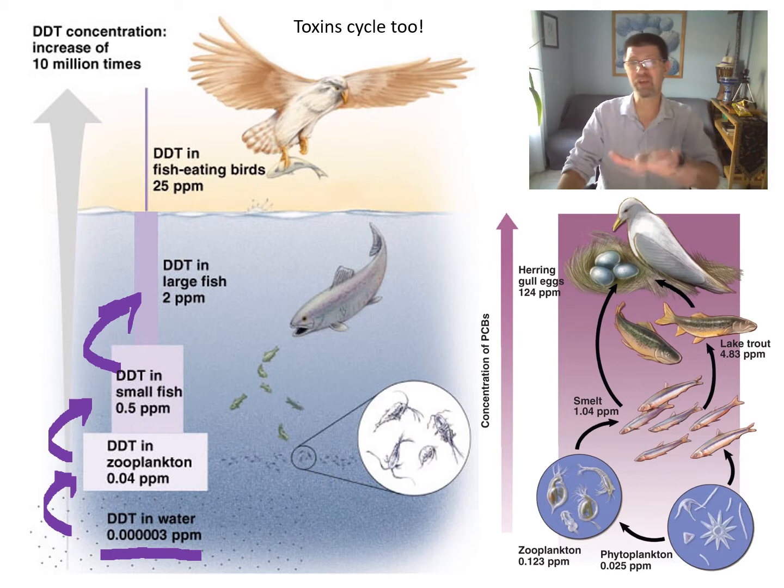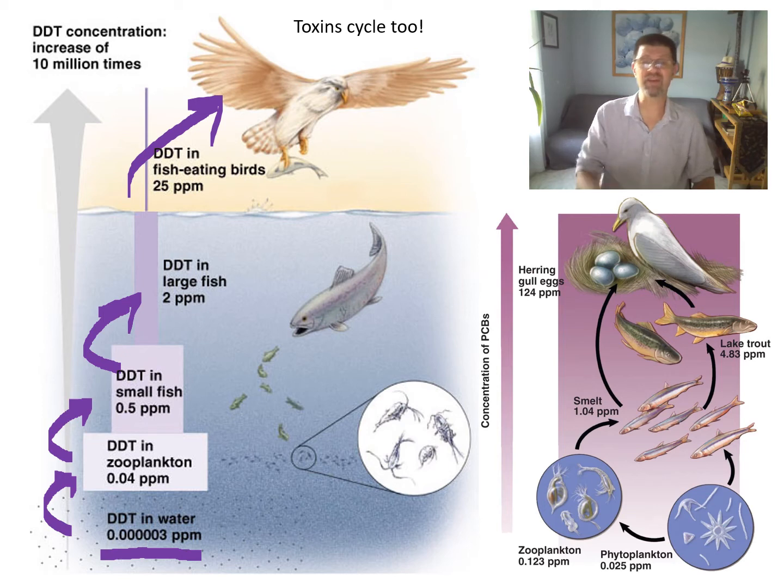And now we're not going to put a human at the top of this food chain. We're going to put a bird that's eating a fish. And in that bird, in its tissues, we can find DDT at 25 parts per million. That is biomagnification. On the right, we have the same pattern, except that we're talking about PCBs. And instead of an eagle, we've got a herring gull.